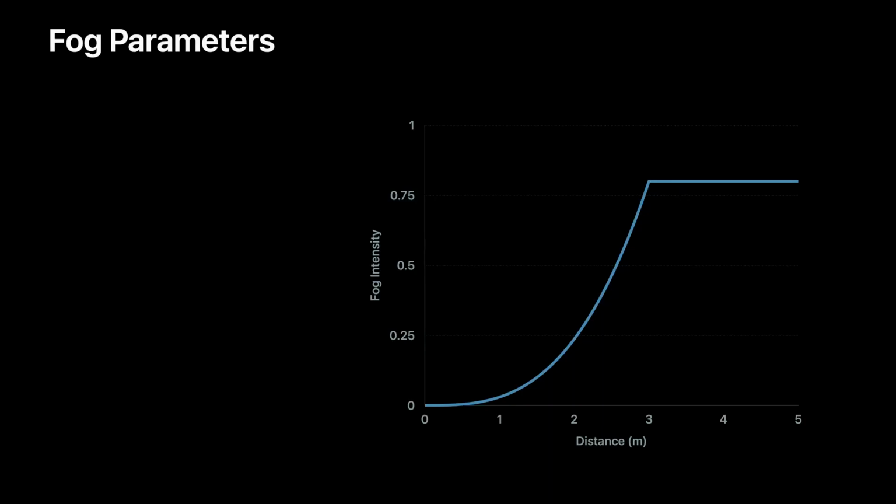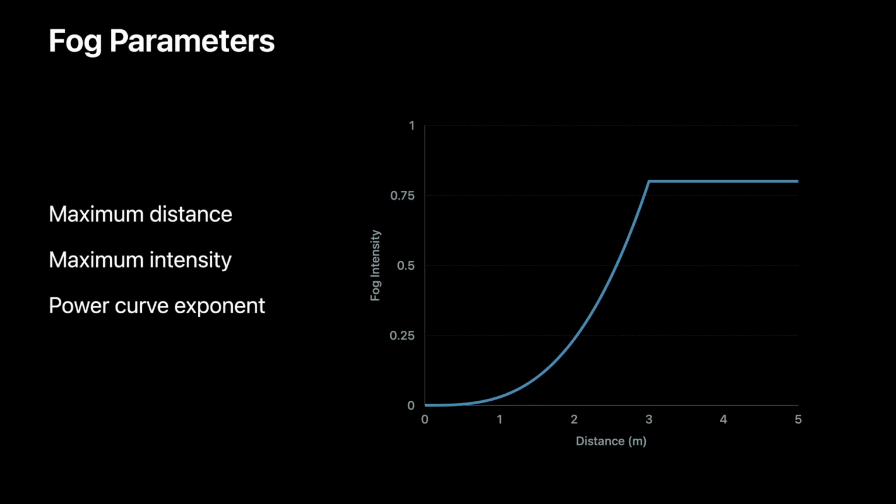Great. Now that we have our two depth values, we can use the minimum of the two as an input to our fog function. Our fog has a few parameters: a maximum distance, a maximum intensity at that distance, and a power curve exponent. The exact values were chosen experimentally. They shape our depth value to achieve our desired fog density. Now we're ready to put the pieces together.